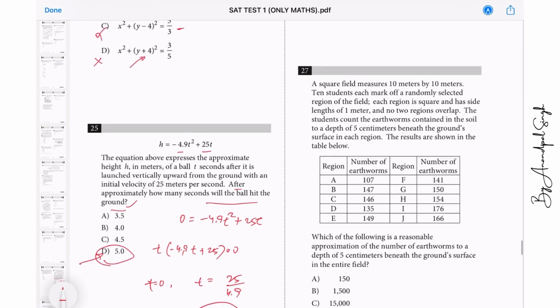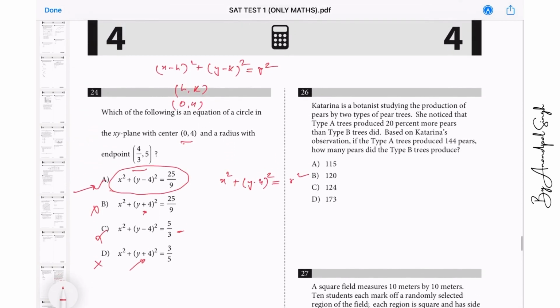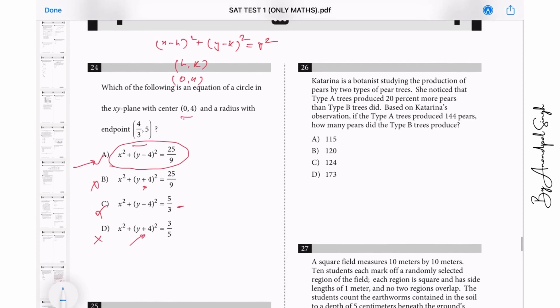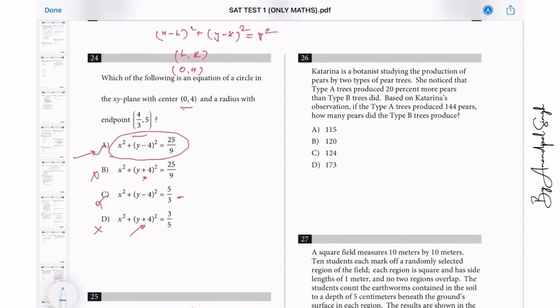Then question number 26. Let me rub this. Yes, now changing the color. Katrina is a botanist studying the production of pears by 2 types of pear trees. She noticed that type A produces 20% more than type B. Based on Katrina's observation, type A trees are 144. How many are of type B?